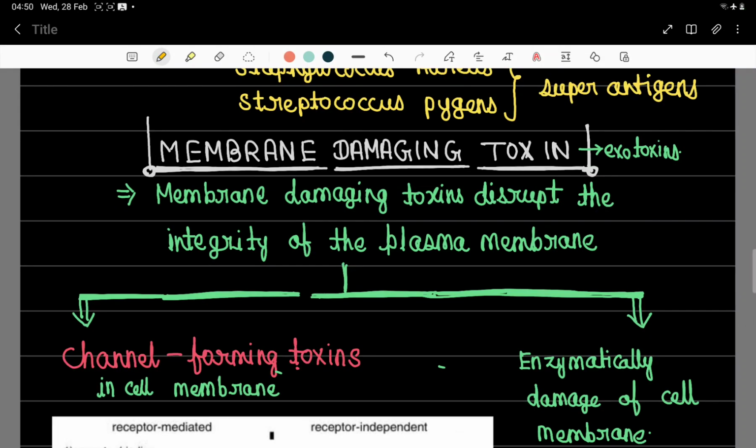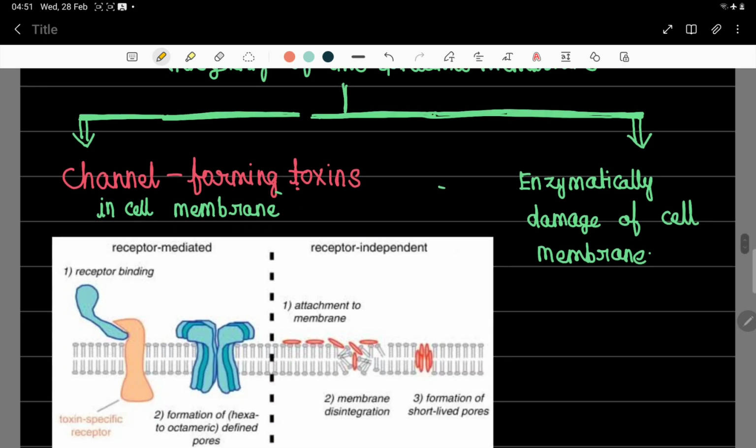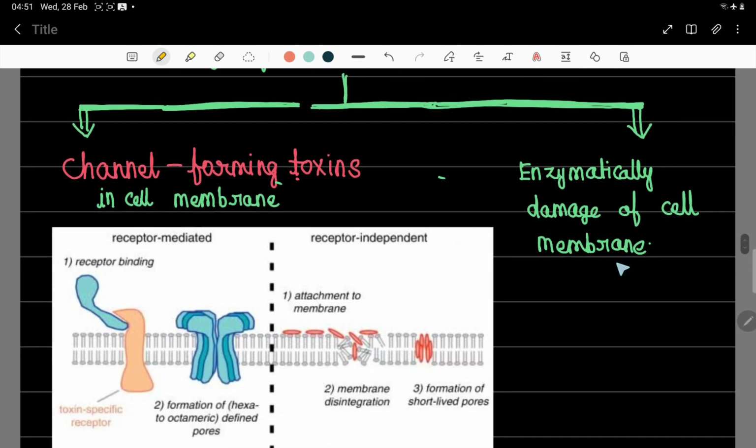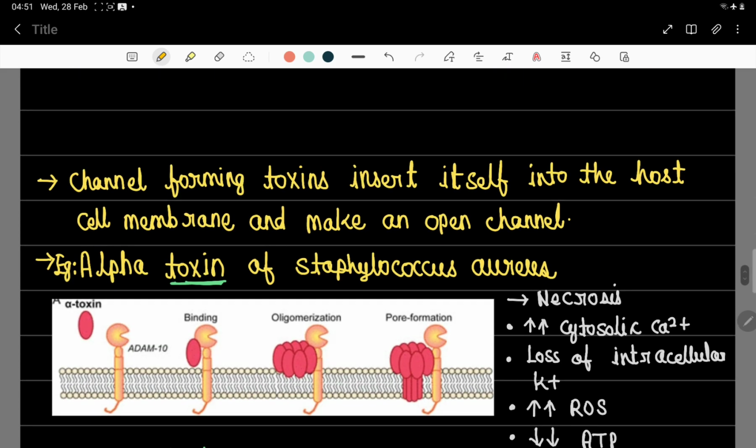So, the exotoxins which damage the cell membrane of the target cell actually work in two ways. One is by forming pores in the cell membrane of the target cell, the channel forming toxins, and the other is that they damage the target cell enzymatically. Okay, so let's see one example. First one is channel forming toxins.